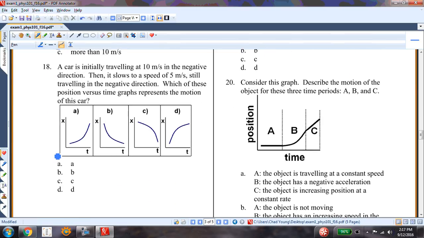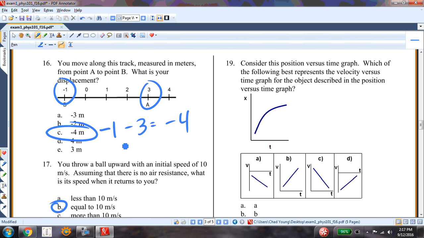A car is initially traveling at 10 meters per second in the negative direction. Then it slows to a speed of 5 meters per second, still traveling in the negative direction. Which of these positions represent the motion? So first of all, we're going in the negative direction. So that gets rid of this one, and it gets rid of this one. And I'm going with a big speed initially, so I'm looking for one with a big slope. So that means my answer is B. Big slope, -10, -5 here, a little smaller slope. So B for number 18.